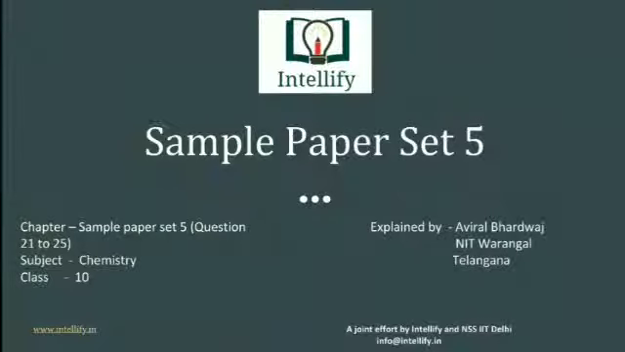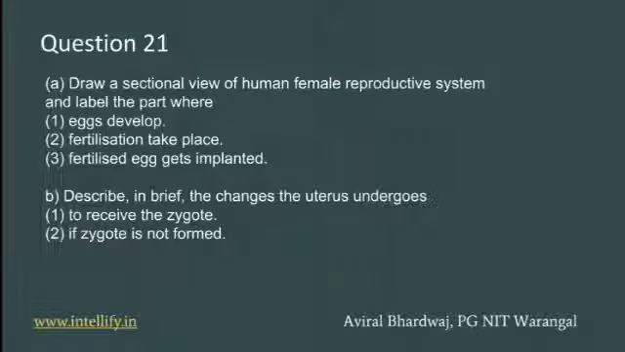Hello everyone. Now we will discuss sample paper set 5 of science class 10th. The first question is, draw a sectional view of the human female reproductive system and label the part where egg development, fertilization takes place, and fertilized eggs get implanted.